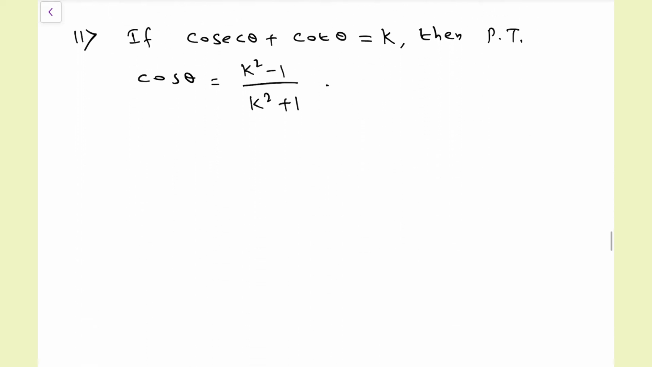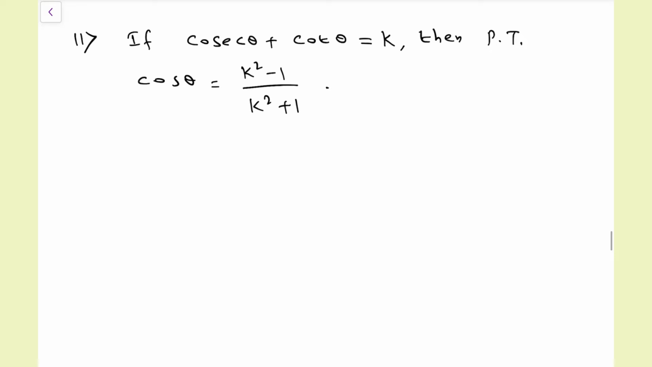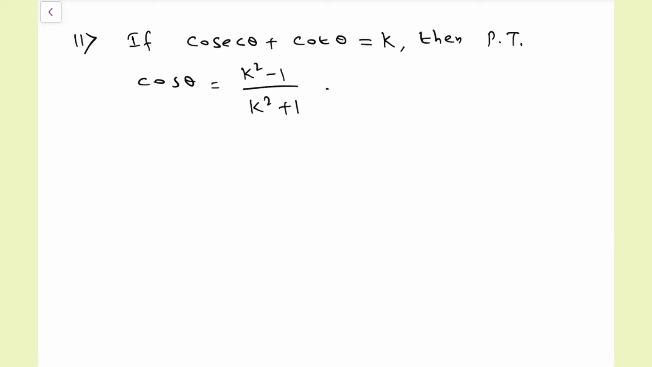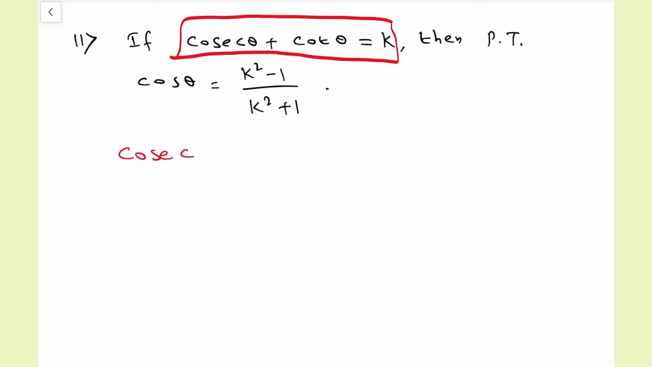Next, if cosec theta plus cot theta equals k, then prove that cos theta equals (k square minus 1) divided by (k square plus 1). This is one of the very important questions. Observe this clearly first. Cosec theta plus cot theta equals k. Write that as it is. Take it as equation 1: cosec theta plus cot theta equals k.